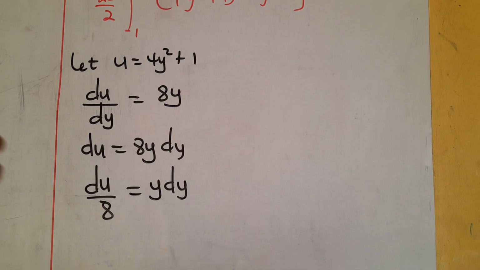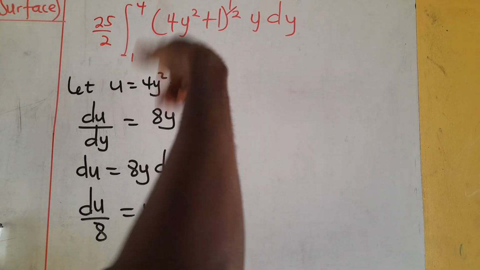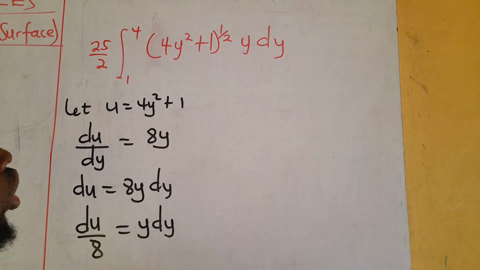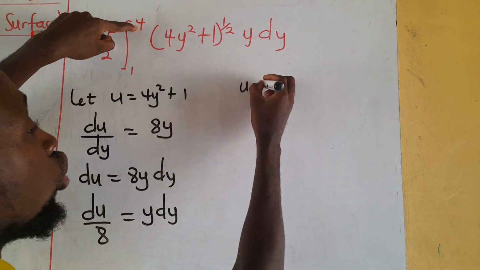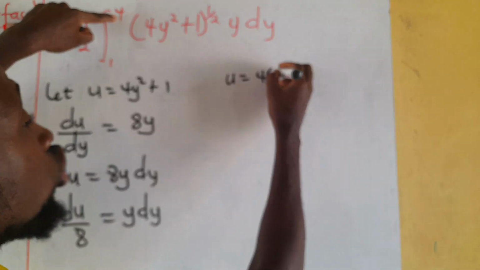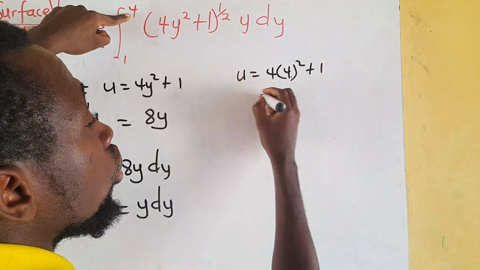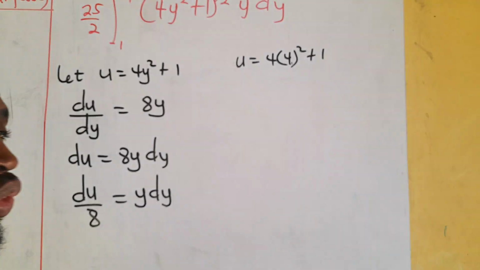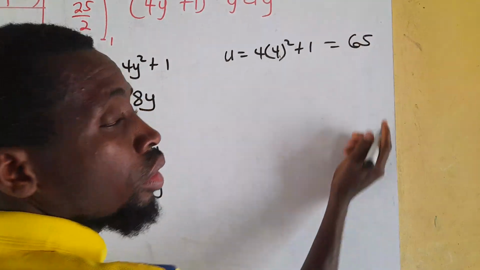Also, since we are doing integration by substitution, these are the values of y. We need to get their corresponding values of u. So when y is 4, u will be equal to 4 times 4 squared plus 1. So 4 squared is 16, 16 times 4 will be 64, plus 1, that will be 65.